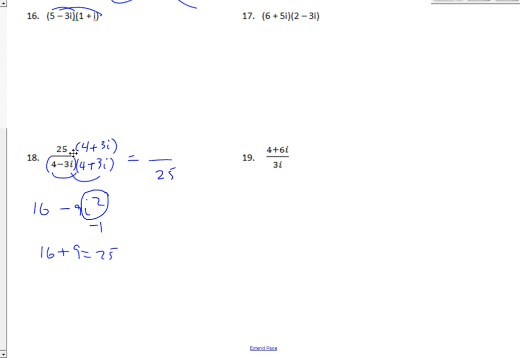And for my numerator, I see that I have a 25 here, so I'm going to leave that separate from the 4 plus 3i because it's being multiplied by the 4 plus 3i. I can cancel it out. So my final answer here is just 4 plus 3i.